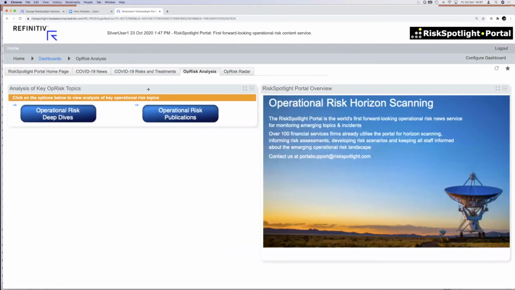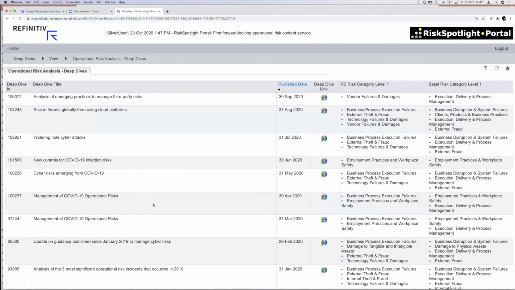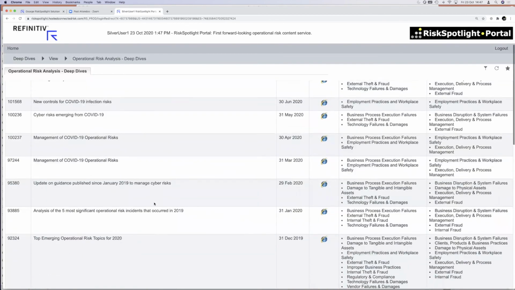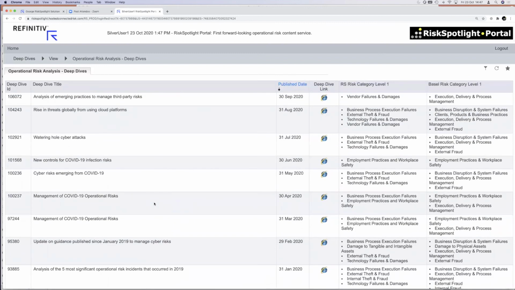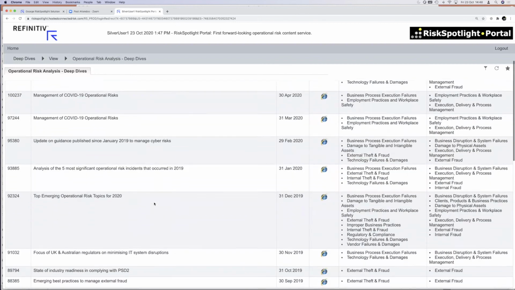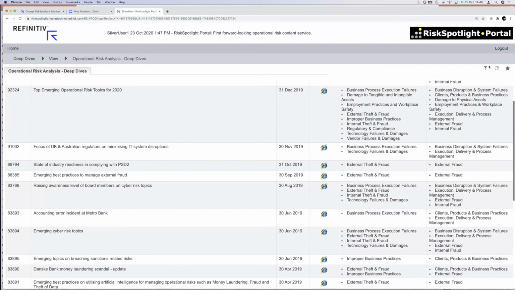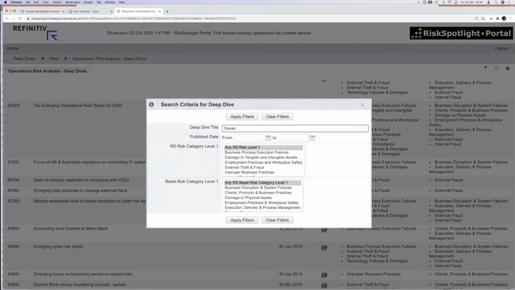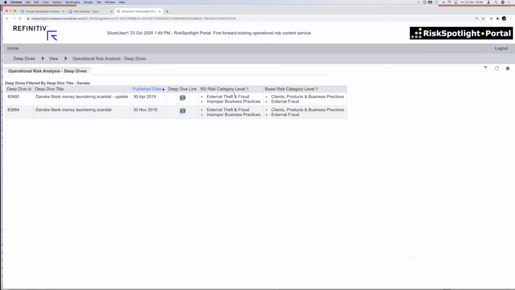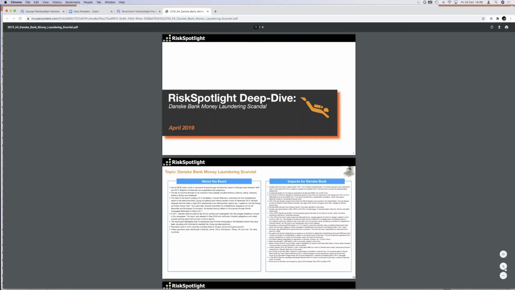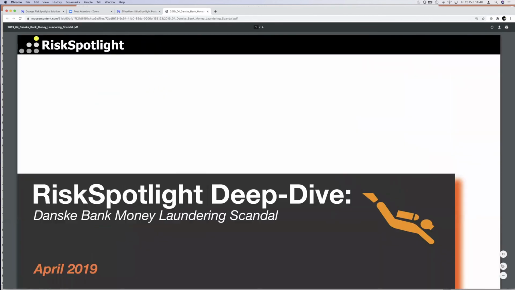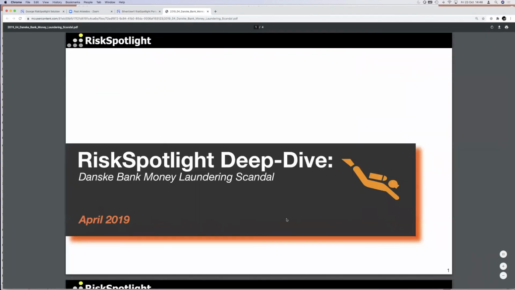Another element where it'll help in the risk assessment is where we do the deep dives. For example, let me show you a deep dive we had done of the Danske Bank. Let me just filter on the Danske Bank money laundering scandal. Here was an update we did, where on a monthly basis we analyze any significant topic, and our subscribers pick those topics. So in April 2019, they picked Danske Bank.